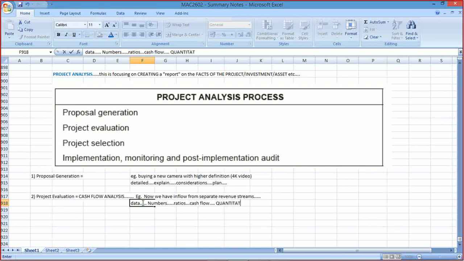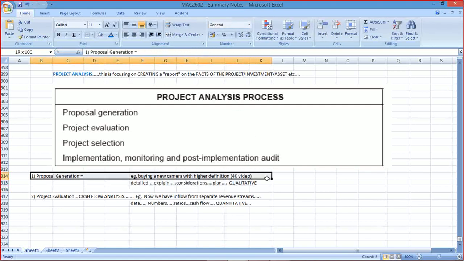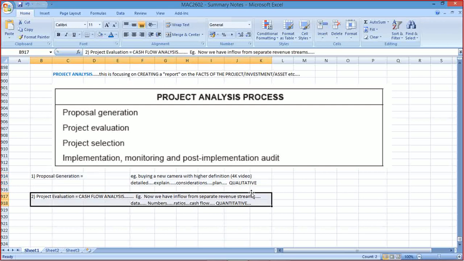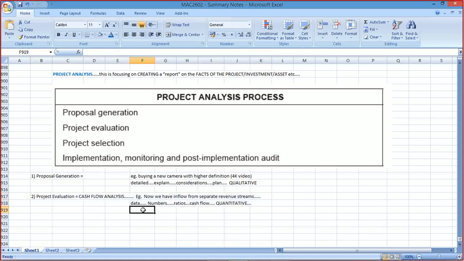Quantitative. Okay, proposal generation is generally more qualitative. There can be some numbers there, but it's not the focus. The proposal is, well, what do you want to do and why do you want to do it? The evaluation is, okay, so now I know what you're proposing, does that make sense? Is it going to generate value? What value are we going to be creating? It's more quantitative.